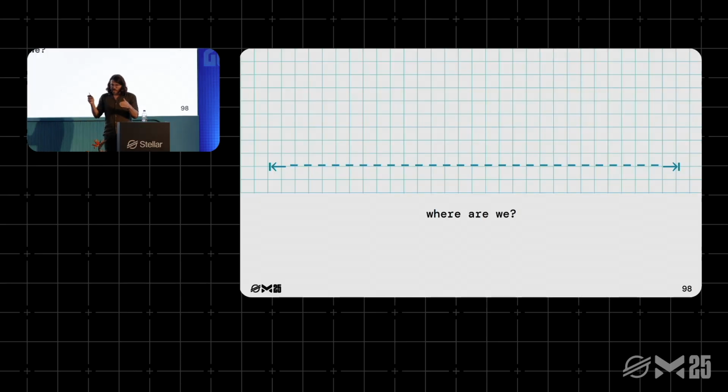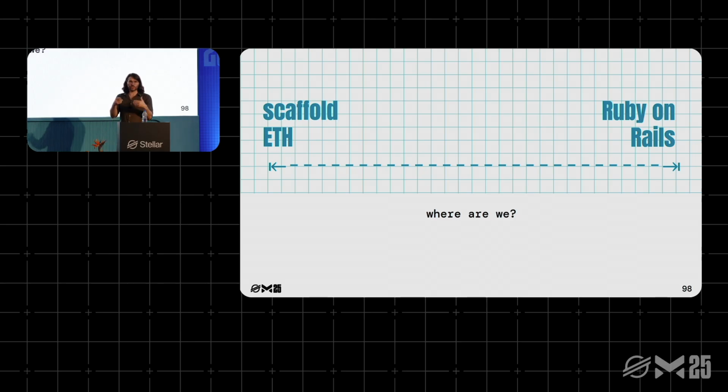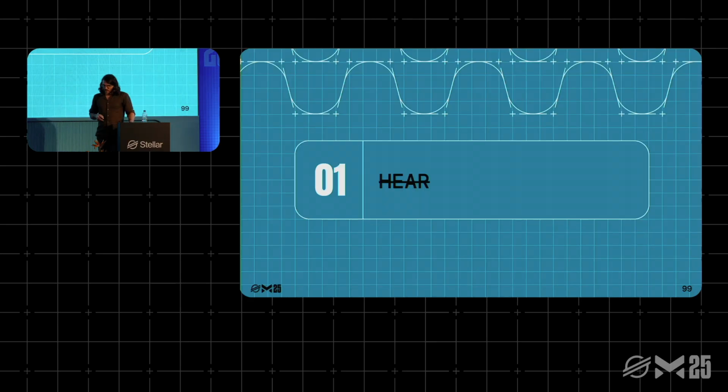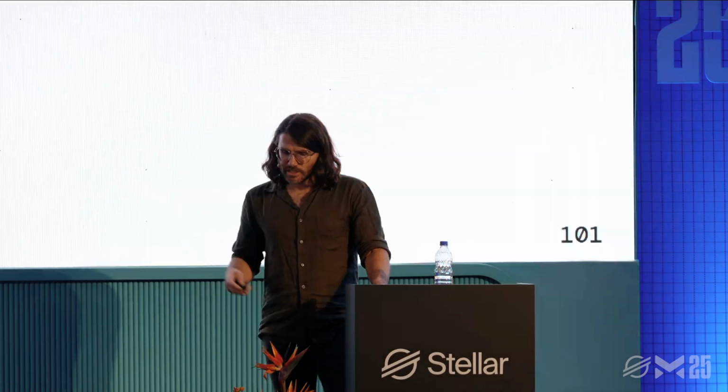So where are we today? Between Scaffold ETH on the one side, a tool for learning, and Ruby on Rails on the other side, a tool for building apps that grows with your app. We're about right here, pretty close to Scaffold ETH, but it's a little bit more capable. We'll talk about some of that. And also a question for you, where do you want it to be? Do you agree with this vision of making something that is a little bit more like Ruby on Rails? All right. We've heard, let's move on.